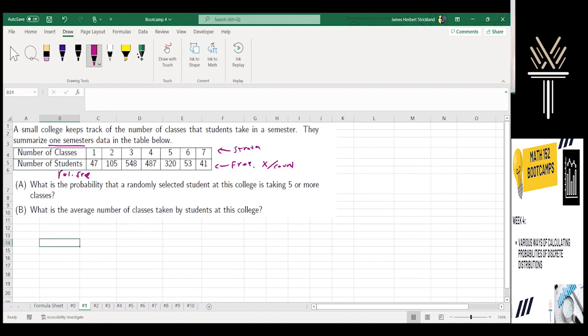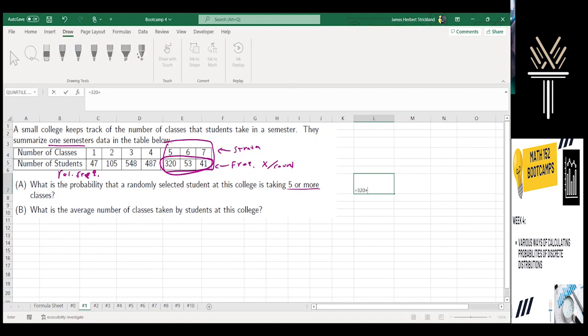aka empirical probability. And so we want to look at the people in the category or the strata of 5 or more. So we're looking at these categories right here. And this is the observation. These are the actual people. So our numerator, our top number, will be the 320, the 53, and the 41. And I will make that larger.